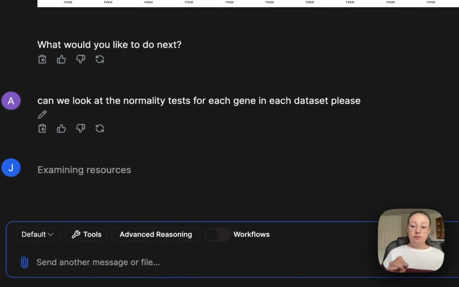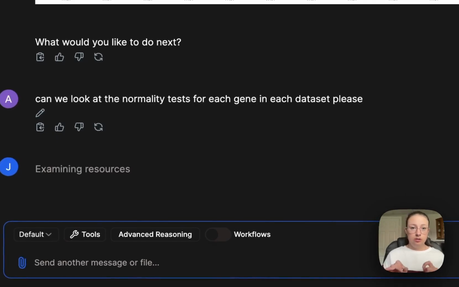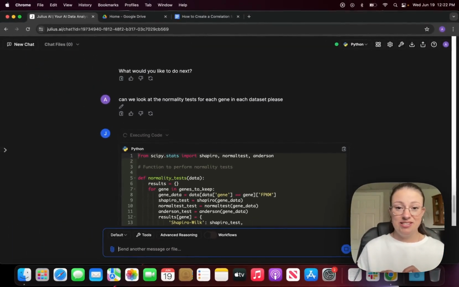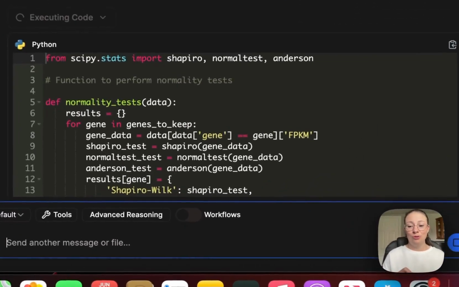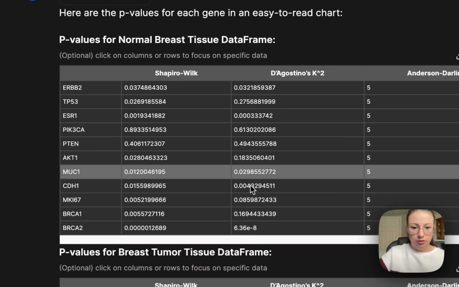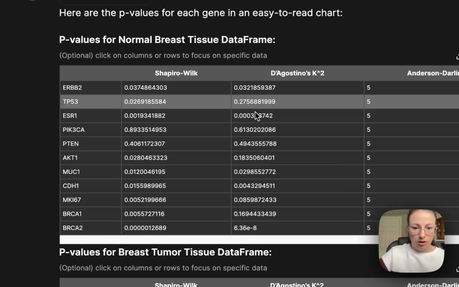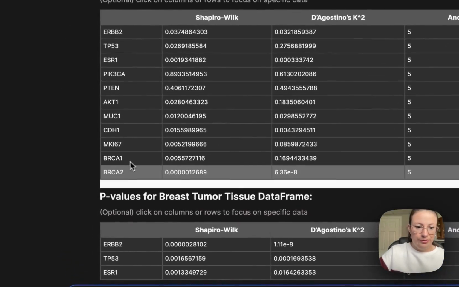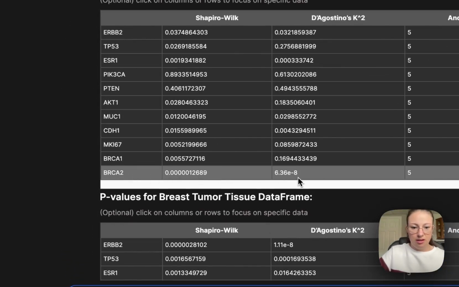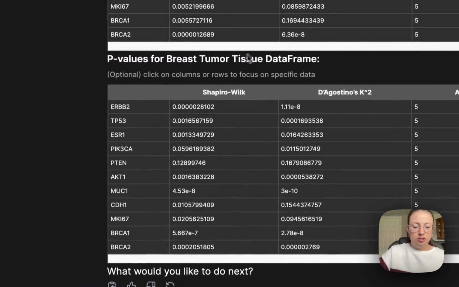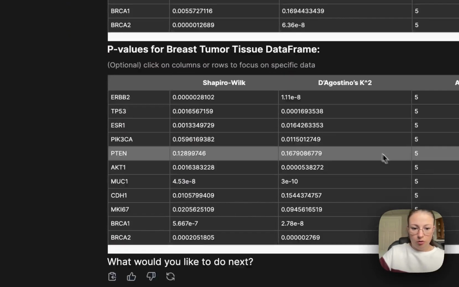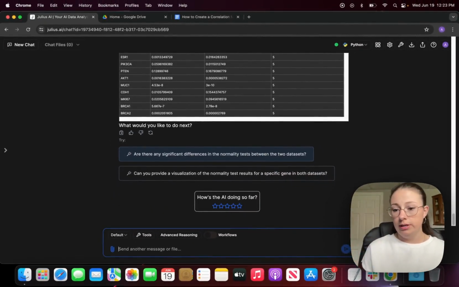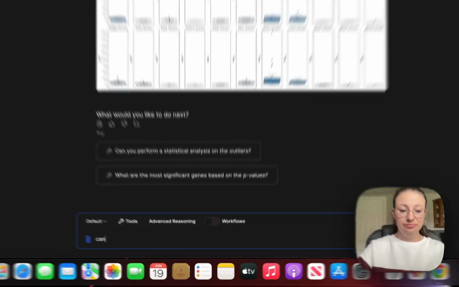So remember, if the p-value is under 0.05 in any of these normality tests, that means it is non-normal. Some of them are normal and other ones are not. So for the normal breast tissue, for example, the BRCA2 definitely is not normal. The breast tumor tissue, definitely not normal. So that's going to make us use the Spearman rank correlation when we're creating this correlation matrix.